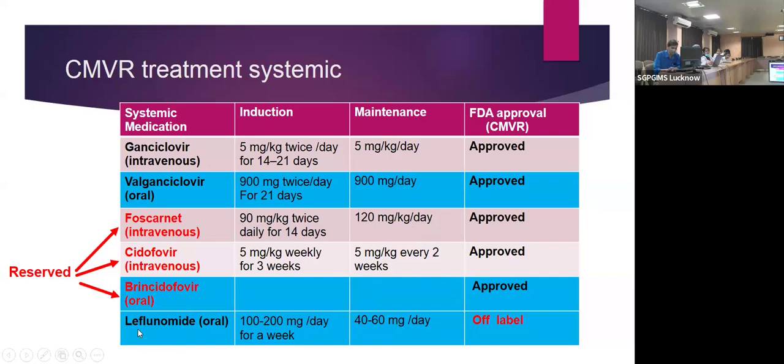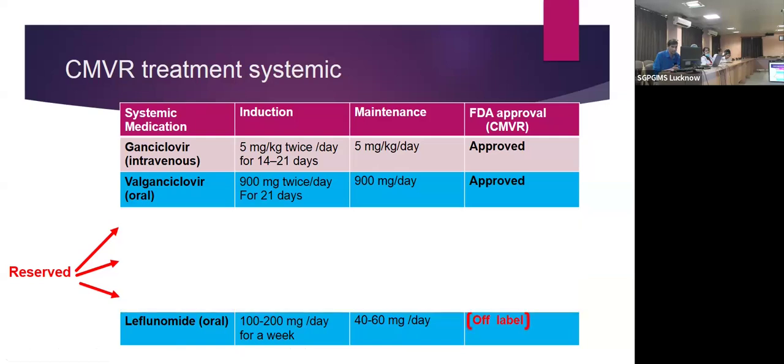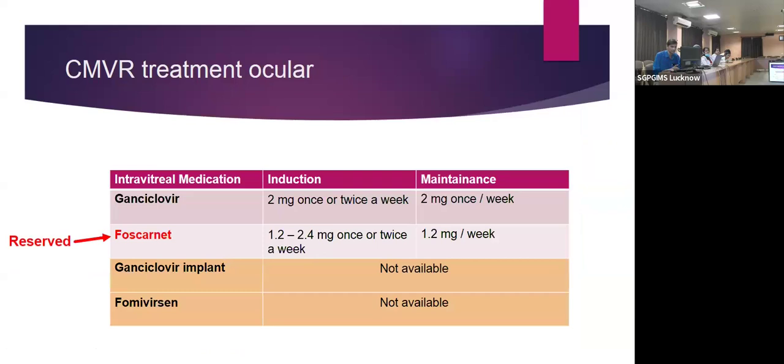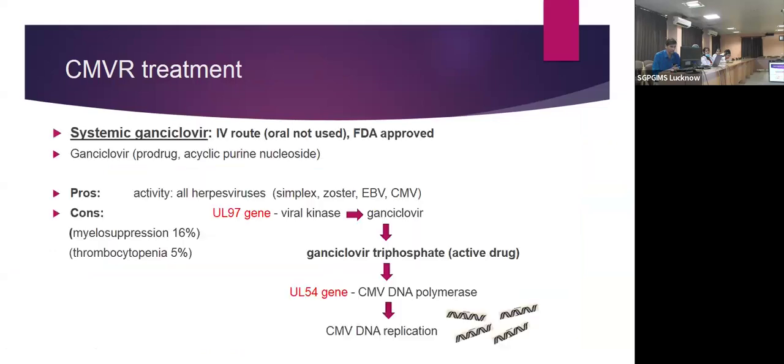But this final one, leflunomide, is not approved, but it is used off-label, particularly in India, because of cost considerations. I will discuss it in coming slides. So these are the agents available, and valganciclovir is the most commonly used for systemic application, and ganciclovir is the most common agent used intravitreally. These are the doses of these drugs. Ganciclovir implant and fomivirsen are not available commercially now, so we are not going to talk about these.